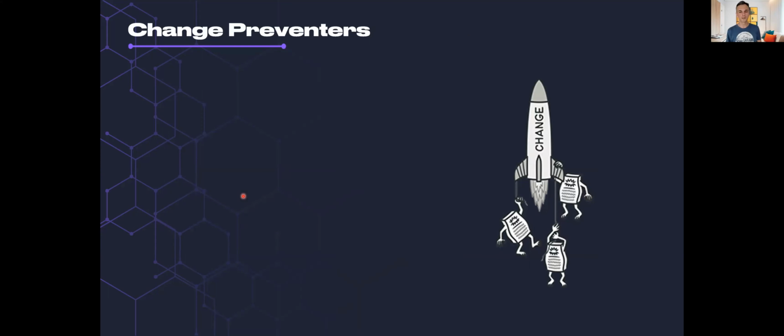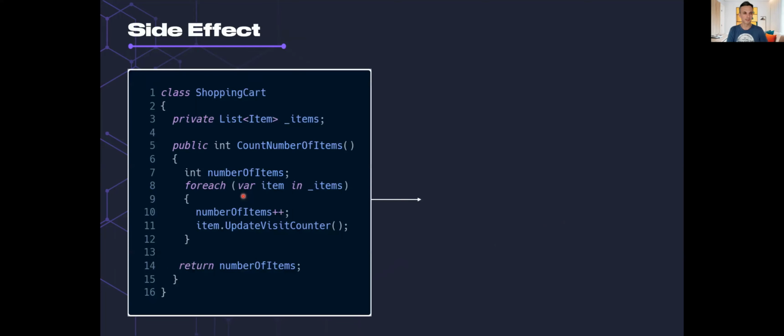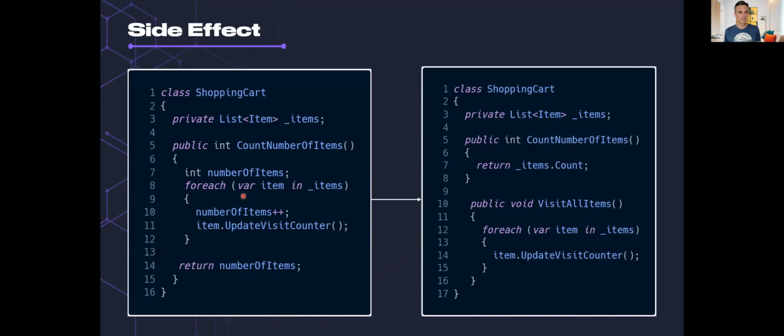The next group are change preventers. So these smells mean that if you need to change something in one place in your code, you have to make many changes in other places too. And program development becomes much more complicated and expensive as a result. One example is this side effect, which means a method that does more than its name implies. What this means, for example, we have here a shopping cart with a list of items, and we have some method called count number of items. And this method is going through this list and, let's say, counting. However, it called this method on every item.